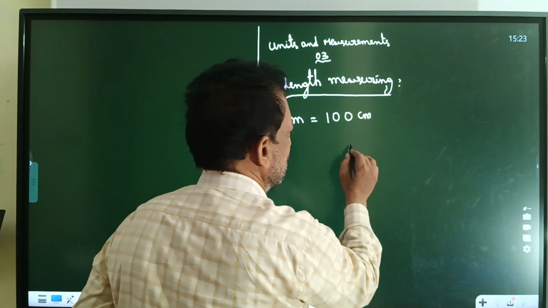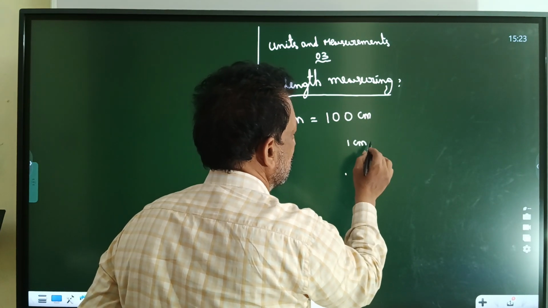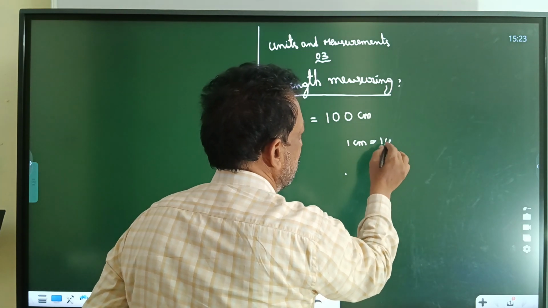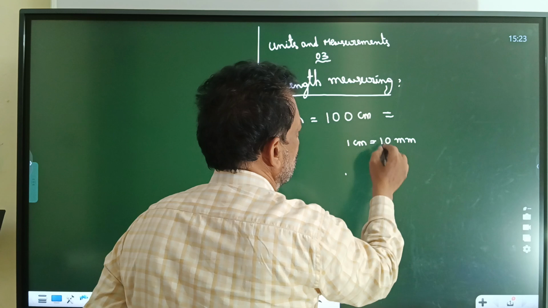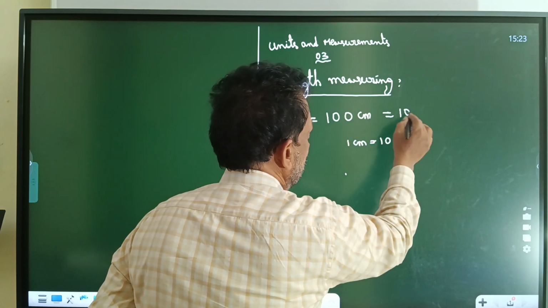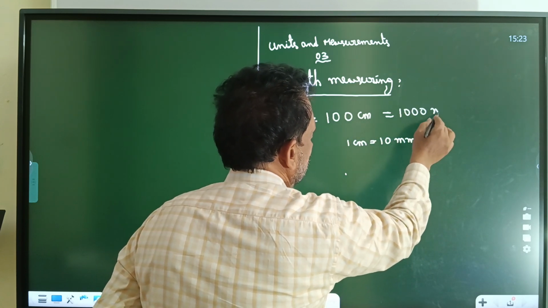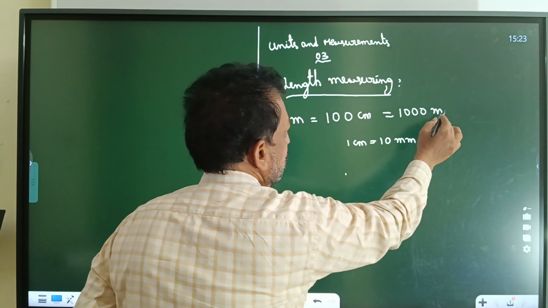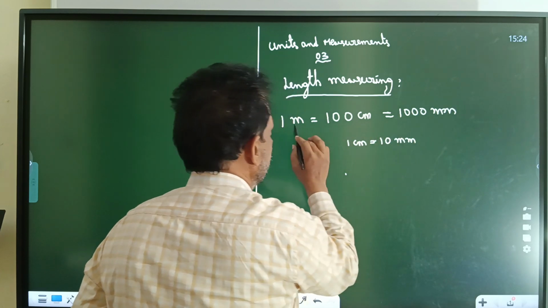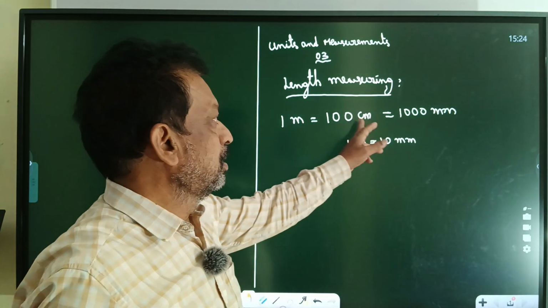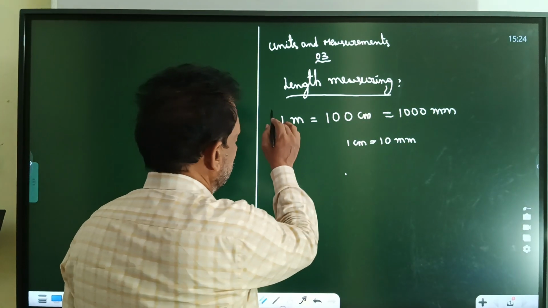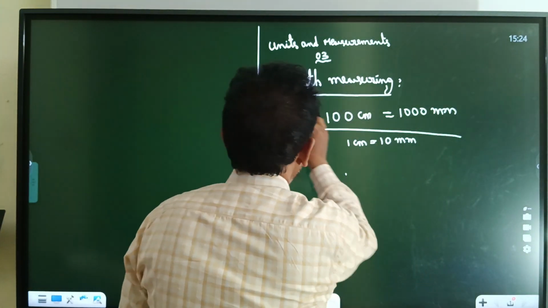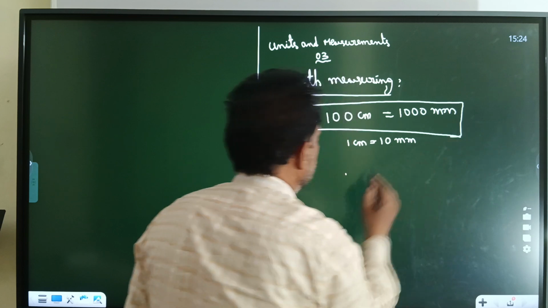1 centimeter is equal to 10 millimeter. So that is equal to 10 multiplied by 100, 1000 millimeter. So 1 meter is equal to 100 centimeter, and now that is equal to 1000 millimeter. Now we need generally this length measuring.